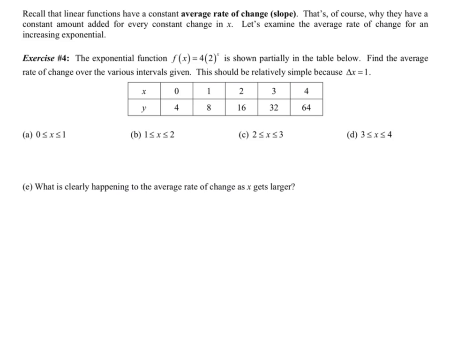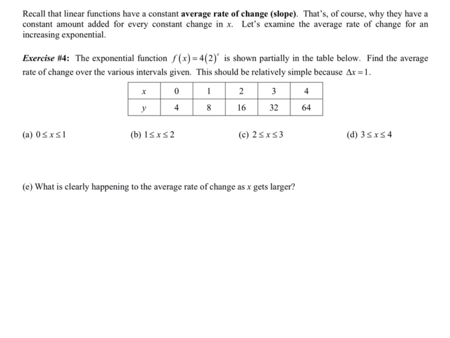Recall that linear functions have a constant average rate of change, or a slope. That's, of course, why they have a constant amount added for every constant change in x. So let's examine the average rate of change for an increasing exponential. This exponential function, f of x equals 4 times 2 to the x power, is shown partially in this table below.